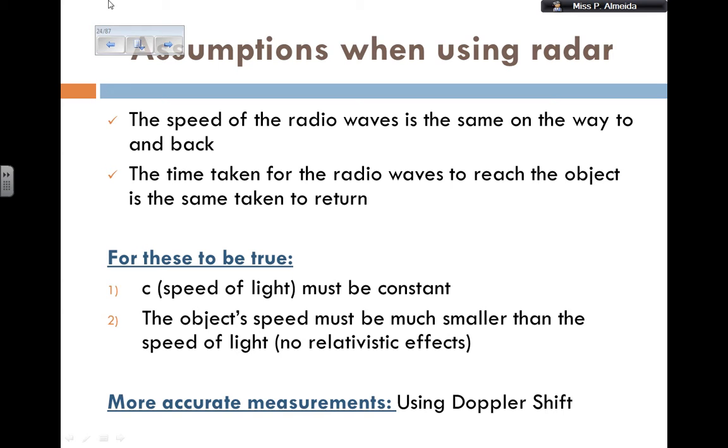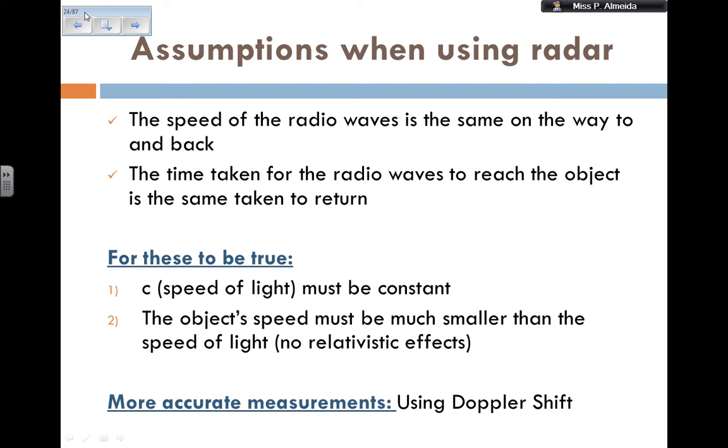And then assumptions. When we are making these measurements, we also need to consider what we're doing that can make our result not 100% perfect or accurate, okay? So we need to know about the assumptions we're using. Our assumptions are that the speed of the radio waves is the same on the way there and back. This is a pretty good assumption. This is basically true at all times, so no need to worry.